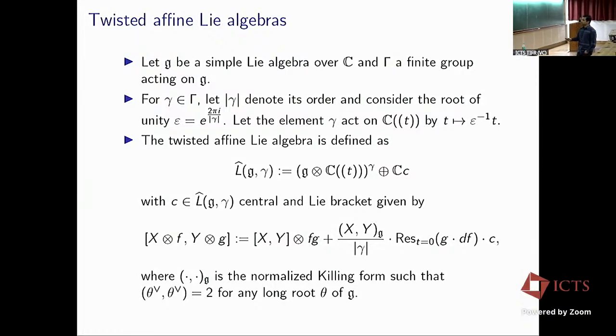If there was no central extension, we have seen the first part in a couple of talks today. But I'm taking this central extension, so basically you will get this factor. Here, this is the normalized Killing form on the finite dimensional Lie algebra. Then I divide it by the order of this element, and multiply by the residue around t equal to 0 of g times df. So this is the twisted affine Lie algebra.